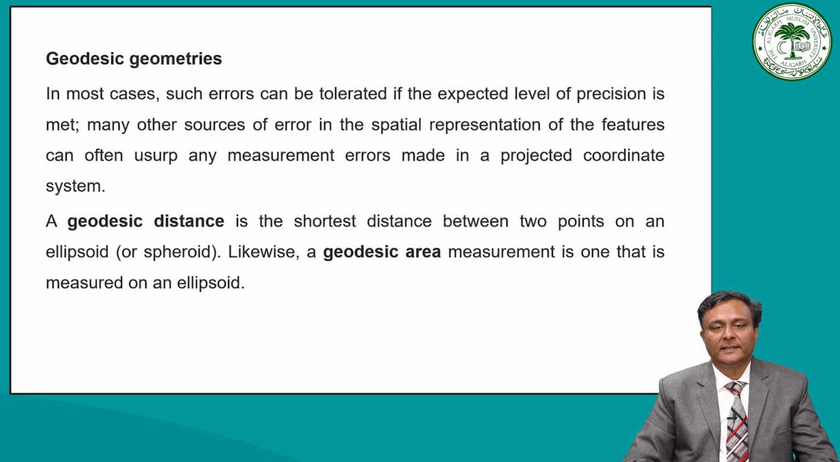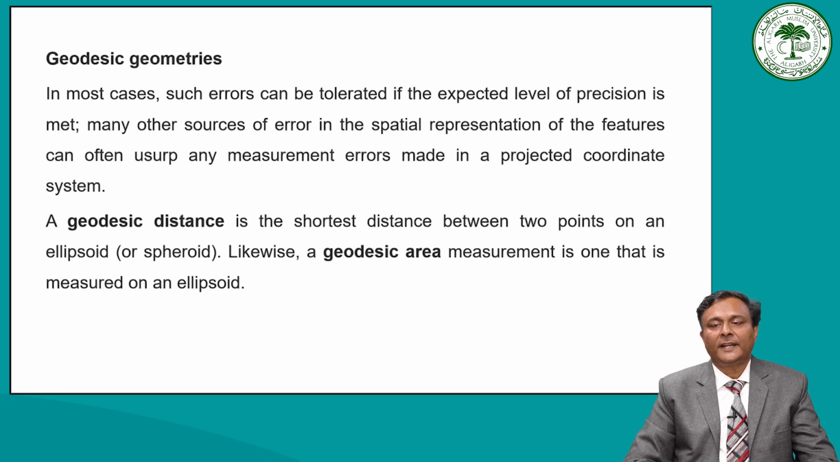In most cases, these errors can be tolerated if the expected level of precision is met. Many other sources of errors in the spatial representation of features can often usurp any measurement errors made in a projected coordinate system. So a geodesic distance is the shortest distance between 2 points on an ellipsoid or spheroid. Likewise, a geodesic area measurement is one that is measured on an ellipsoid.